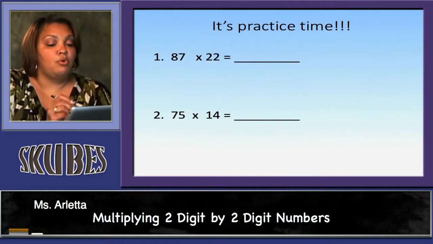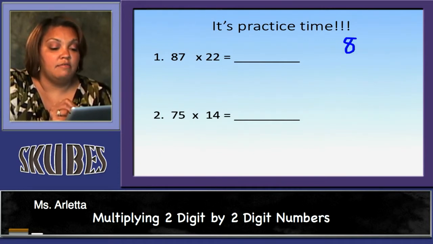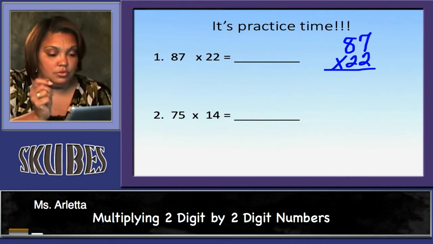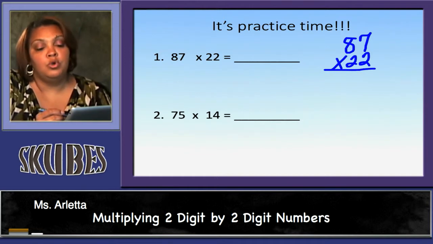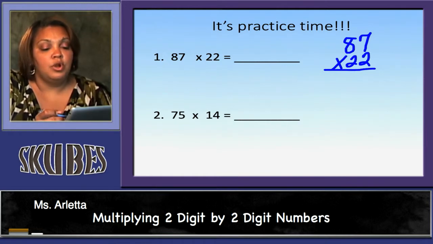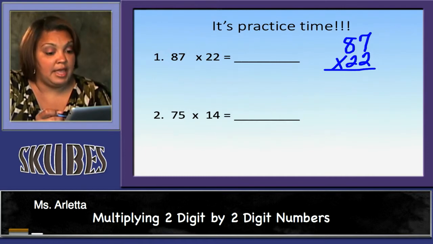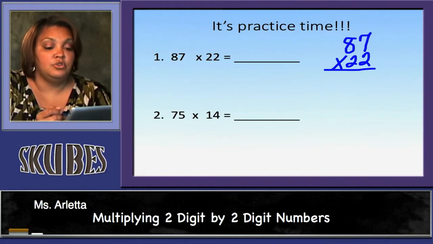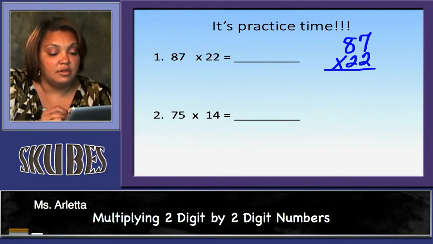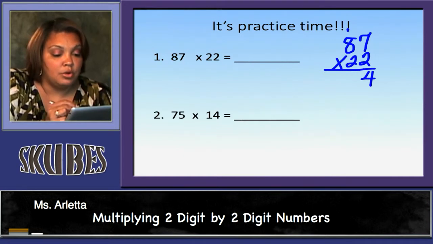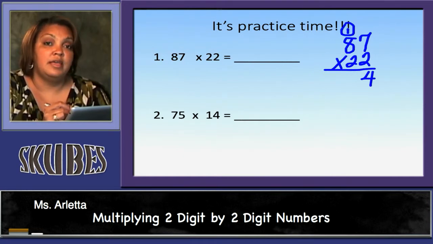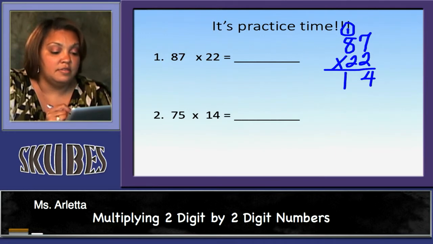The next problem we have is 87 times 22. What are we starting with? Our ones place. Then we'll move to our tens place. Starting with the 2 in the ones place, we're going to multiply it times the multiplication, 7 and 8. 7 is in your ones place, 8 is in your tens. 2 times 7 is 14. Carry your 1. 2 times 8 is 16 plus the 1 makes 17.